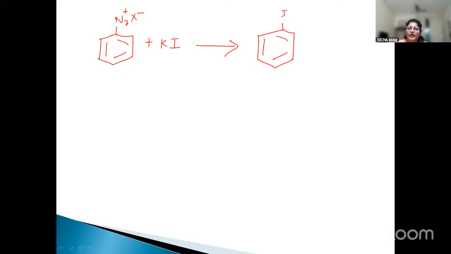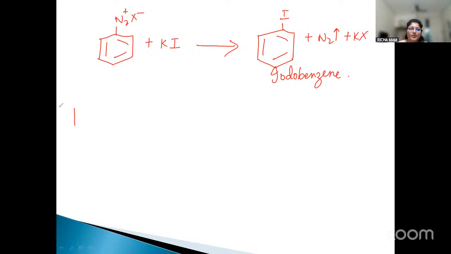So the next reaction, we are replacing N2+ X- with KI. When benzene diazonium salt is treated with KI, we are going to get iodobenzene, plus N2 gas is liberated, plus KX. So this is another reaction, iodobenzene.